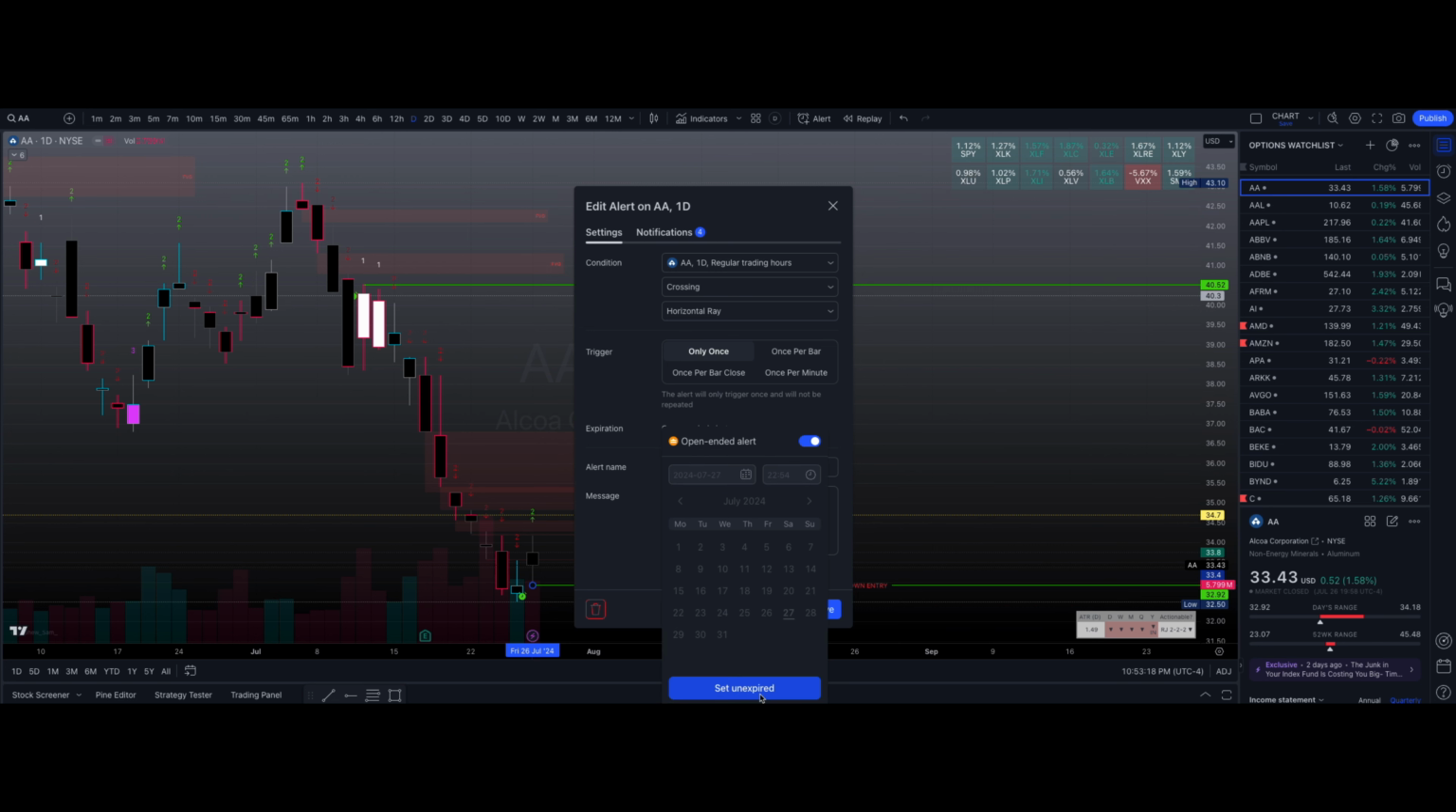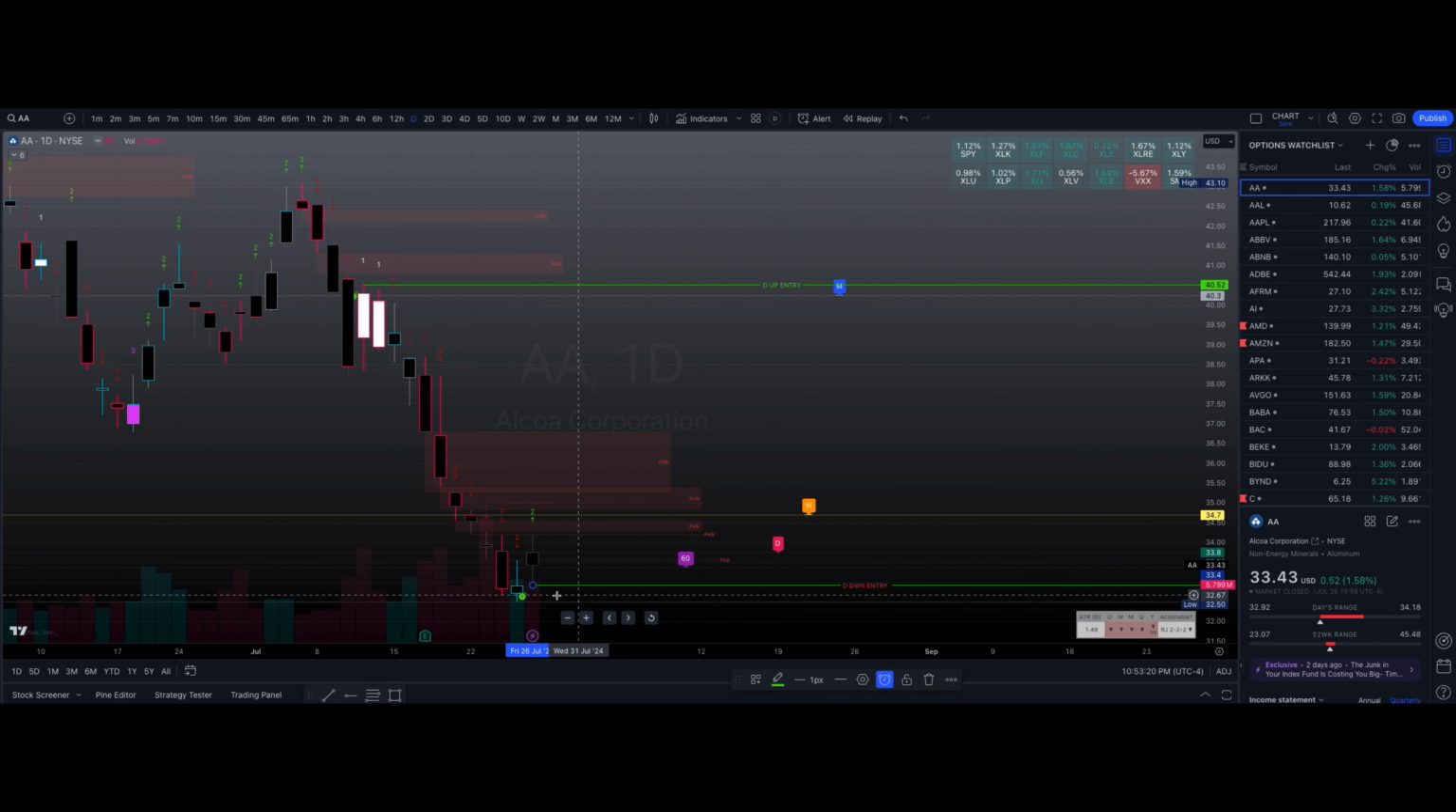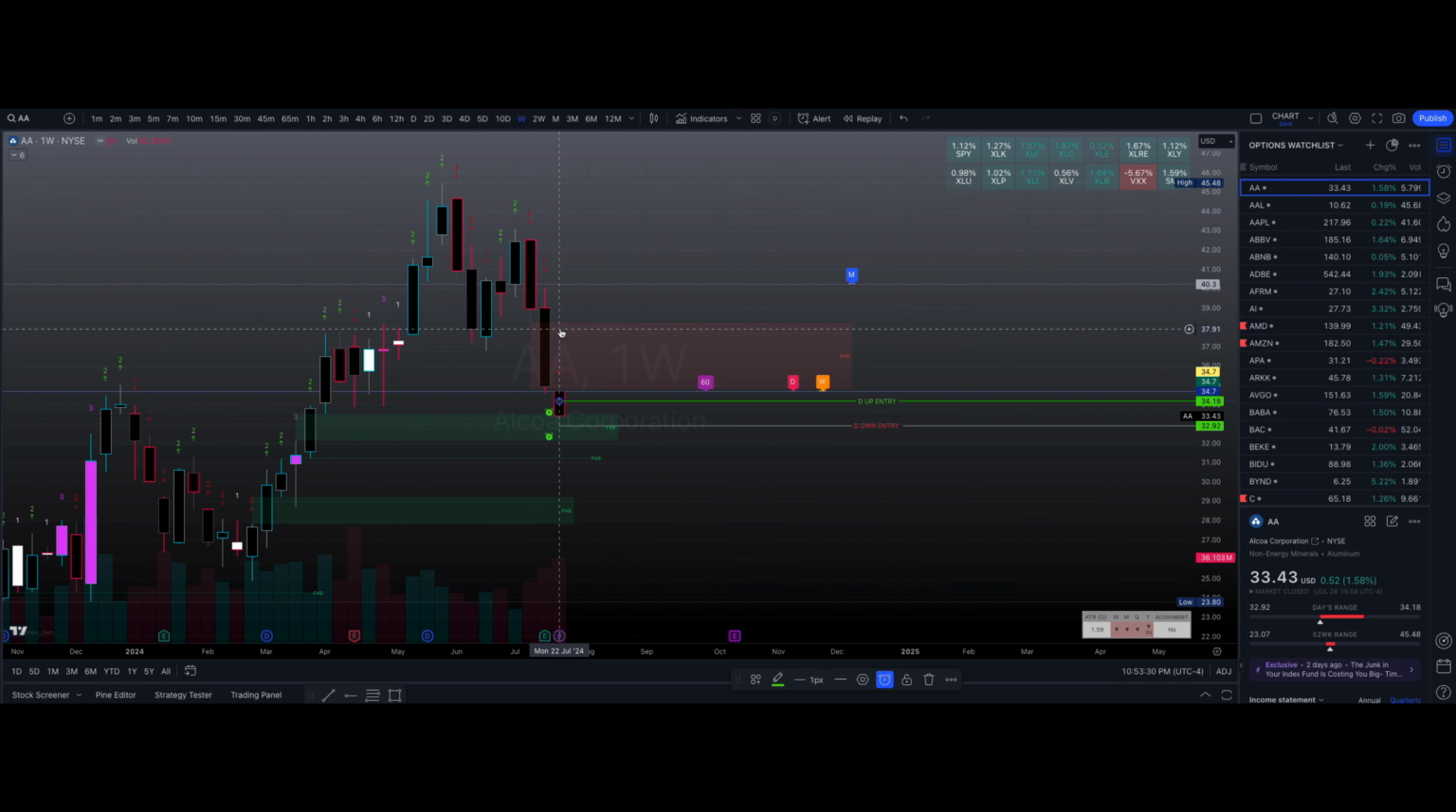Open-ended alert. Okay, so set to expire. Boom, and now it's got an alert on it, right? That's to the downside. This is obviously to the upside. Not really looking much upside since all the time frames are basically red. And then we're gonna go to the weekly and see what type of signal we have.